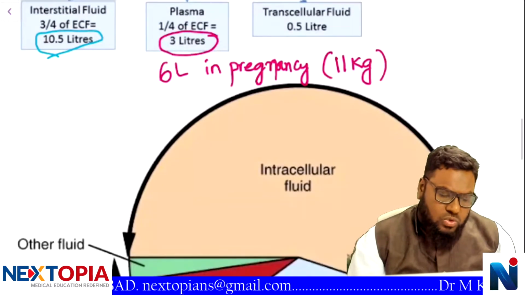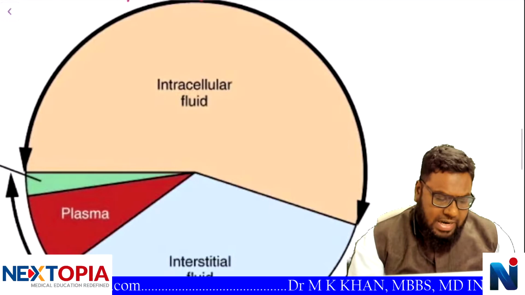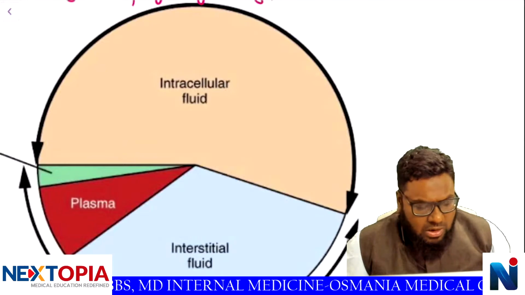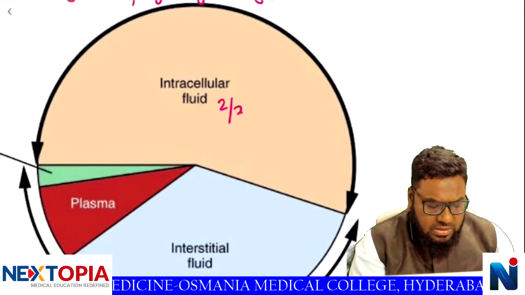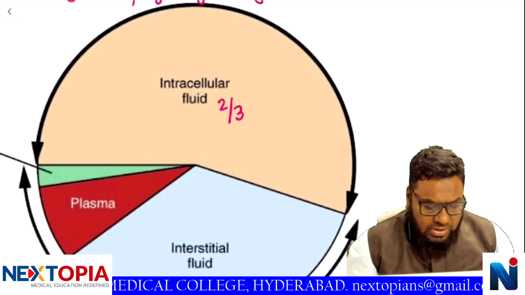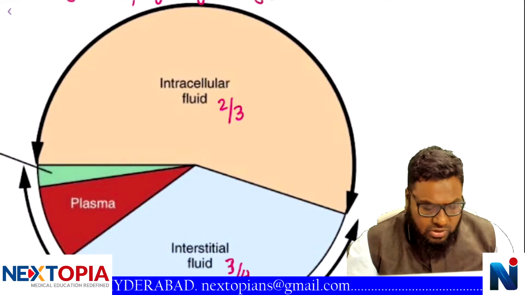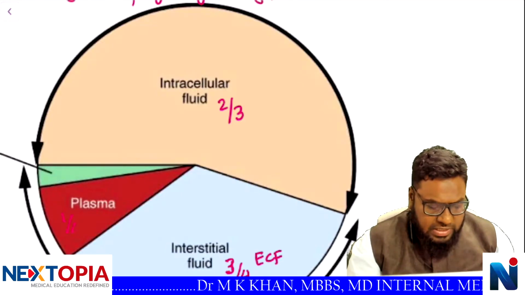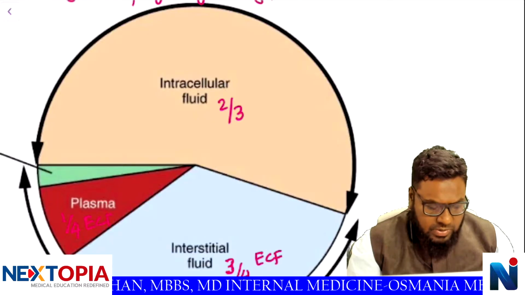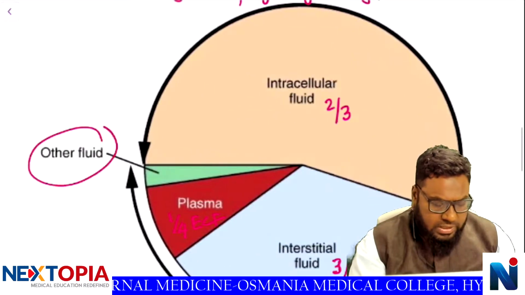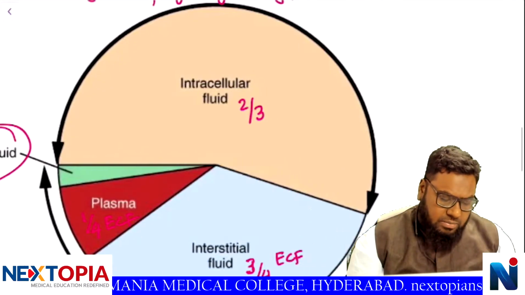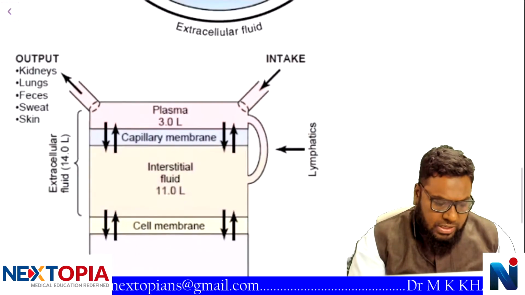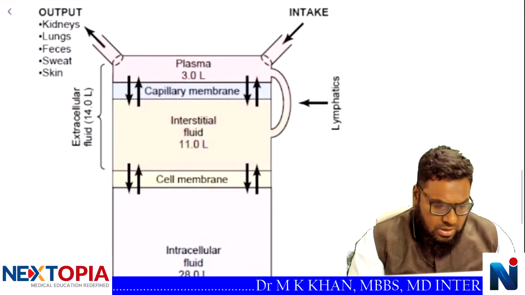All right. So again, with the help of a pie diagram, let us try to understand the composition. Intracellular fluid is 2/3, and the rest is ECF. 3/4 of ECF is interstitial fluid, and 1/4 of ECF is the plasma. We still have a small amount of other fluids which are very, very insignificant. This concept you will understand with the help of this wonderful diagram.